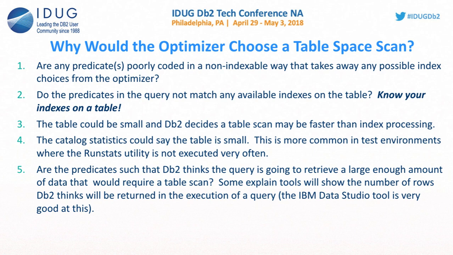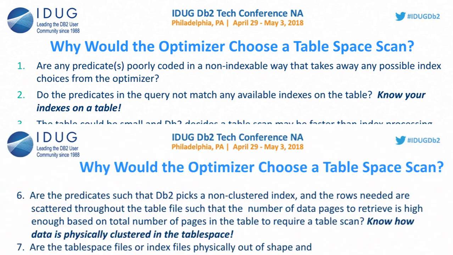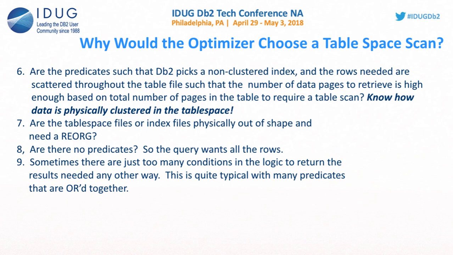So, number 9. Very good. Sometimes there's just too many conditions in the logic. Or this, or that, or this, or this, and that, or that, and this, and just too many conditions. There's not one or just a couple of indexes that can fit. It says, I just got to scan the table and start looking at every row in the table. Okay?